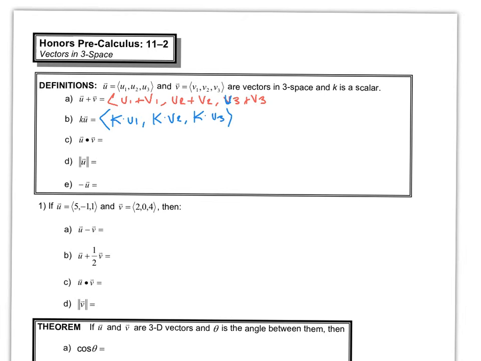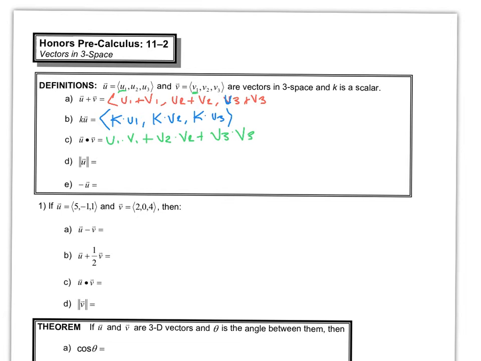Dot product also is the same. So if you remember from a 2D vector, you took the first two components of each one, multiplied them together, and then added that to the product of the other two components. Now we just add on the third components to this. So this is u1 times v1 plus u2 times v2 plus u3 times v3.